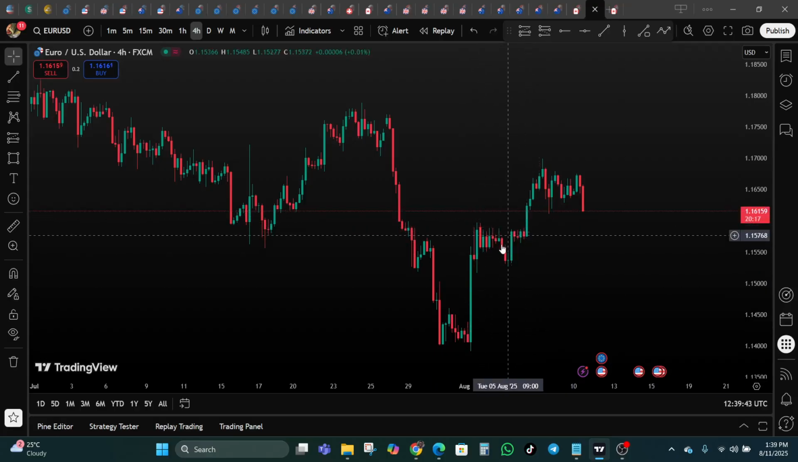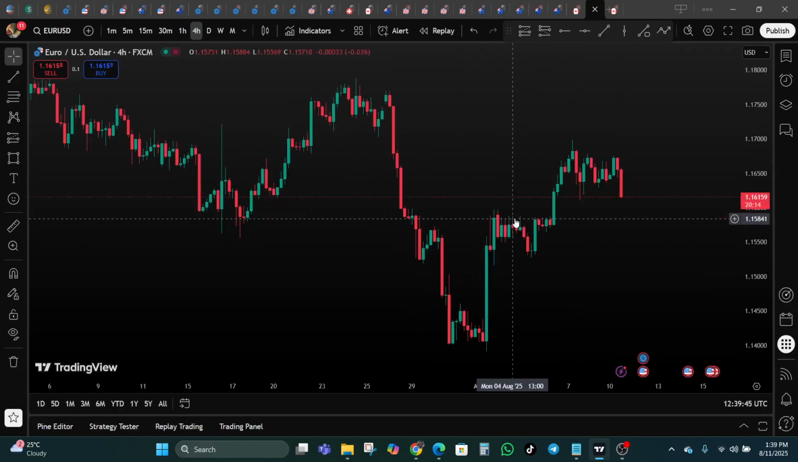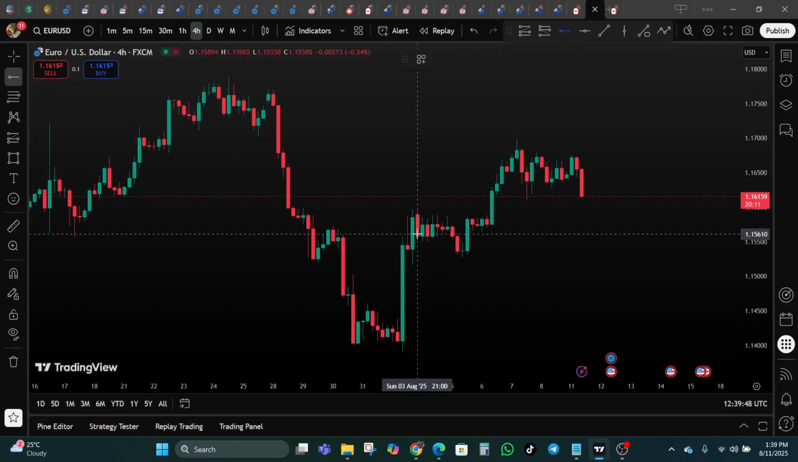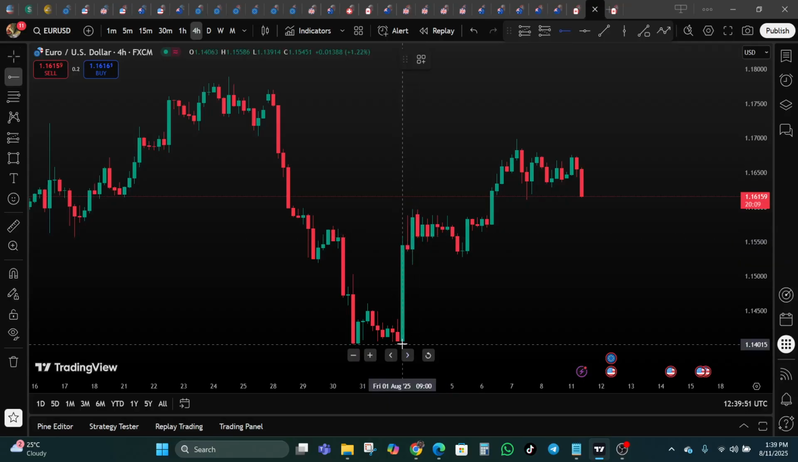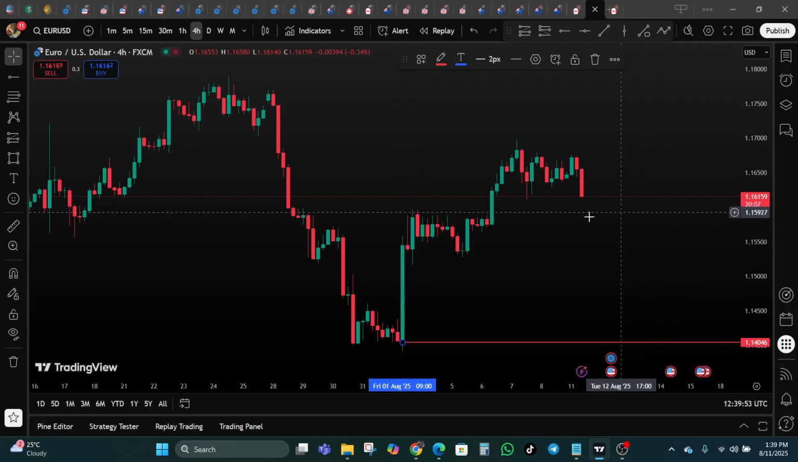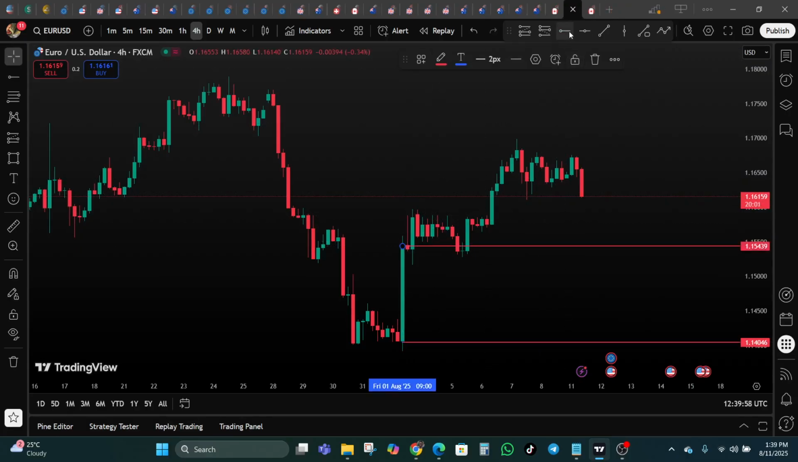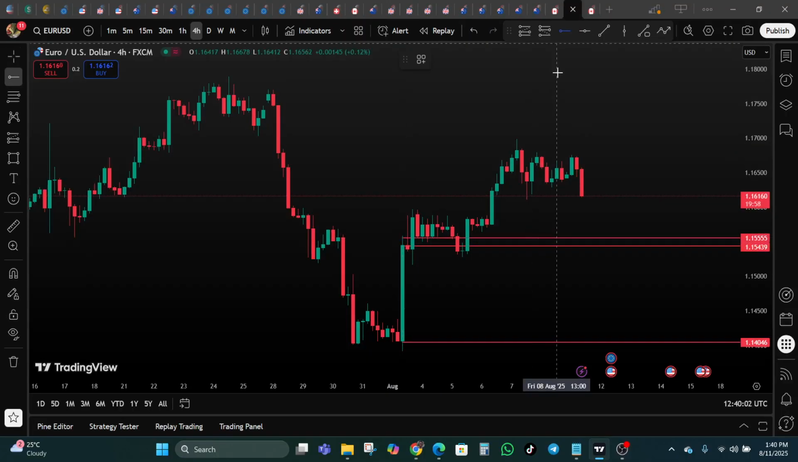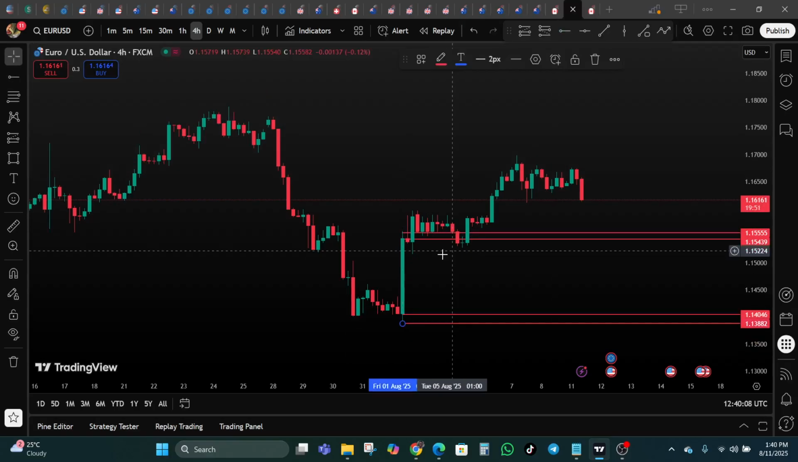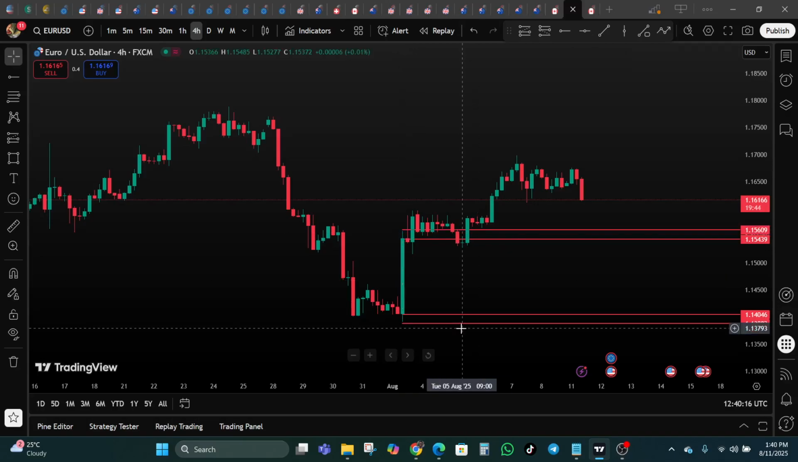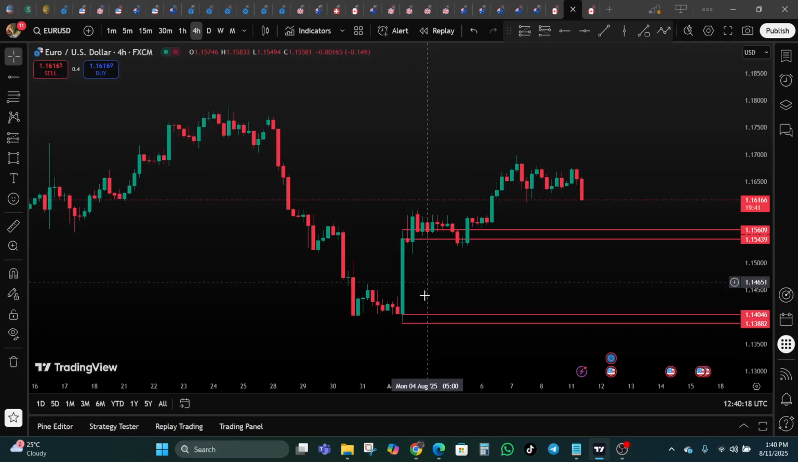A candlestick shows the open. Let's just use this long candle as an example. So each candlestick shows you the open price, it shows you the close price. It shows you the high, that is the highest point that the candle reached, and the low, which is the lowest point that the candle reached. So that's why we have open, high, low, close.